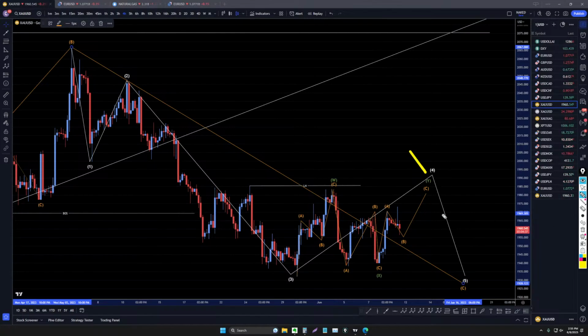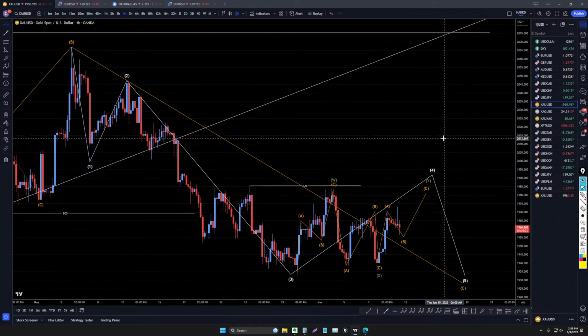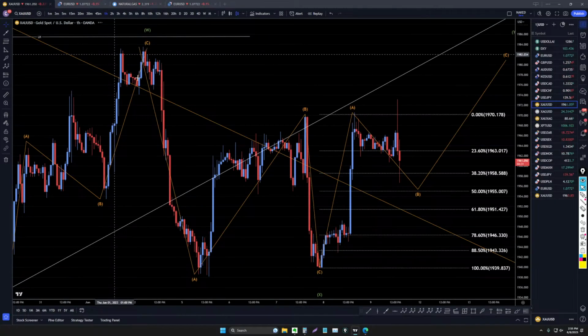It probably is a wave 4, but we really have to keep in mind that if the dollar continues down, then this is probably going to continue up. So we really have to keep that in mind also.